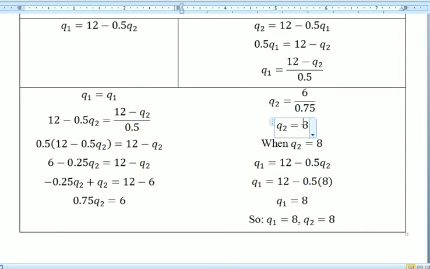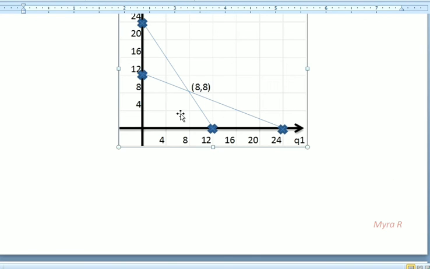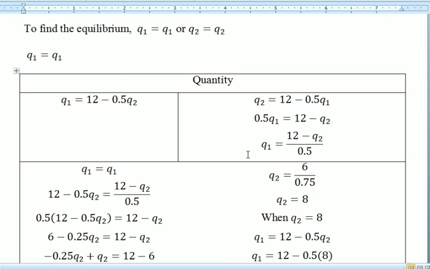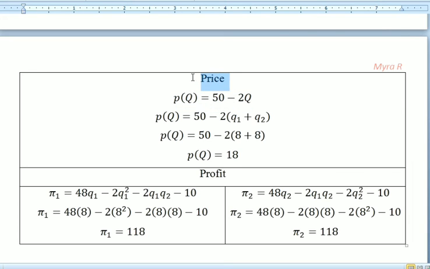So when Q2 equals 8, we substitute Q2 as 8 into 12 minus 0.5 multiplied by 8. So we get 8. So Q1 equals 8 and Q2 also equals 8. It is the same as the graph, so we get the correct answer. Then we are going to find the price. The price equals 50 minus 2Q. We substitute capital Q as Q1 plus Q2 and solve the equation. We get the price equal to 18.